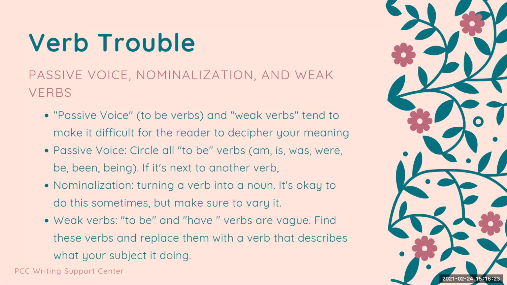And then for weak verbs, they are similar to passive voice, where you're using the to be and have verbs in order to express a point. But again, those verbs tend to be a little vague. And so we always encourage that you find those verbs and replace them with a verb that describes precisely what your subject is doing. So again, just adding stronger verbs into your sentences in order to give a more direct line of thought.